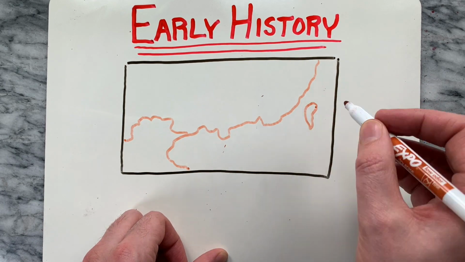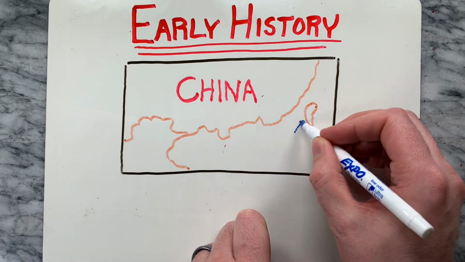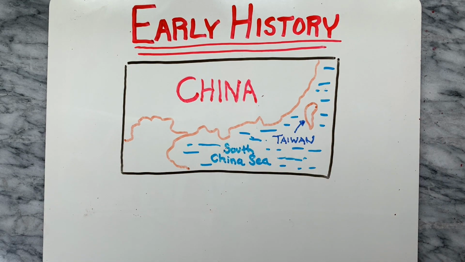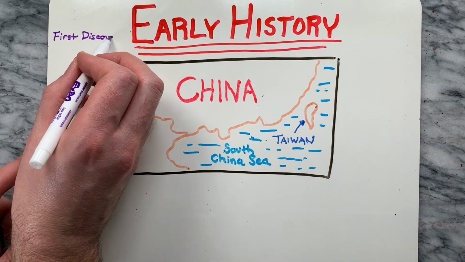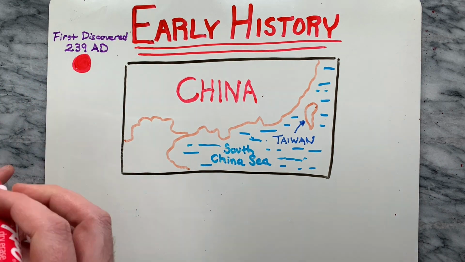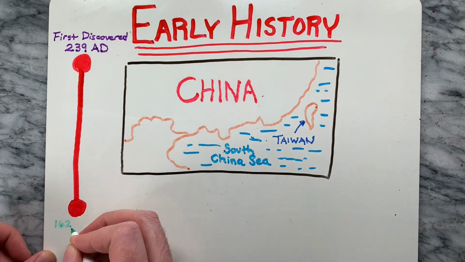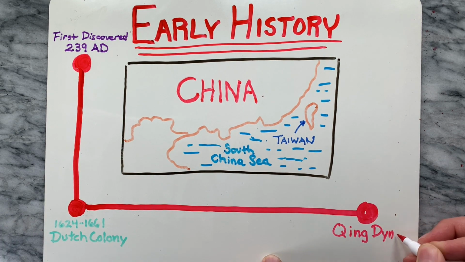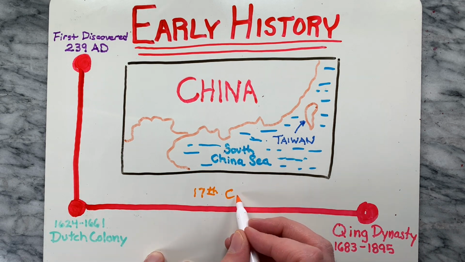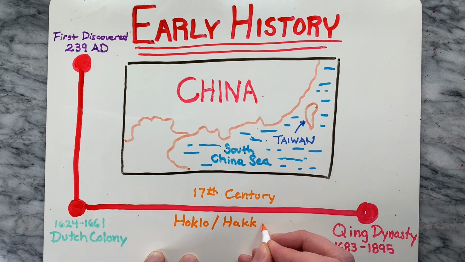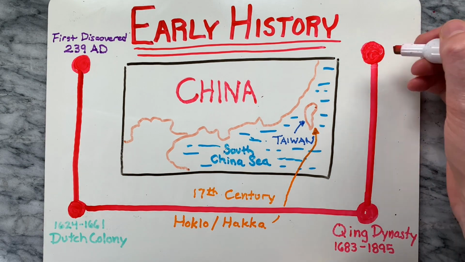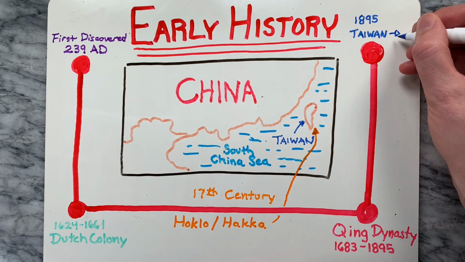The island of Taiwan first appeared on Chinese records back in 239 AD when the emperor sent an expeditionary force to explore the area. After a short time as a Dutch colony in 1624 to 1661, Taiwan was ruled under China's Qing dynasty from 1683 to 1895. It was during the 17th century that two groups of migrants, the Hoklo and the Hakka Chinese, came to Taiwan fleeing hardship and are now the largest demographic descendants on the island.